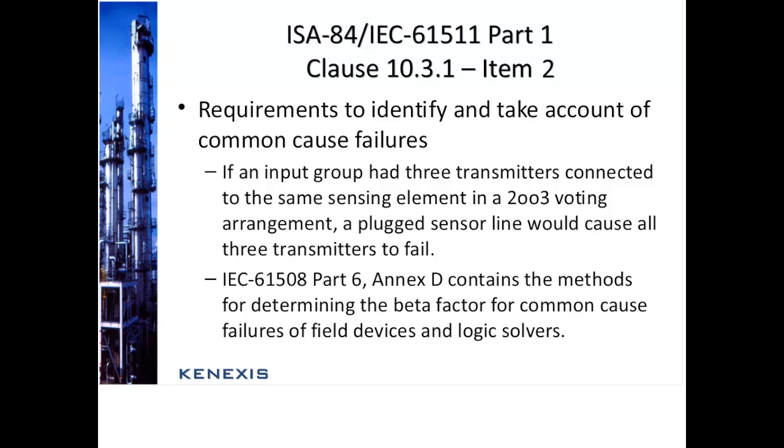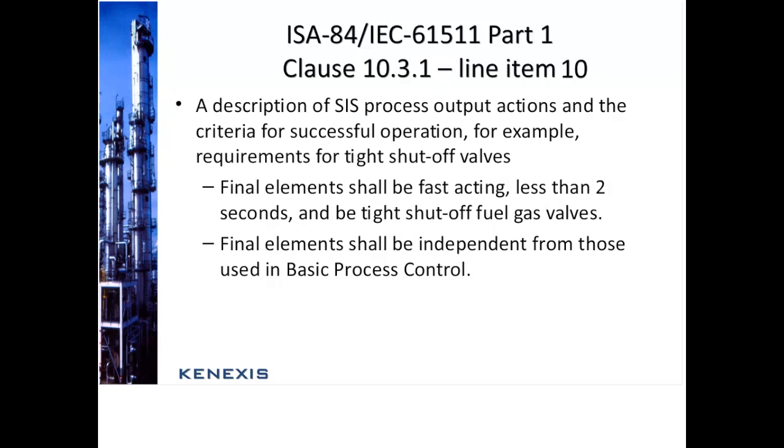There's a lot of calculations and a lot of yes-no answering to a bunch of questions. And this particular table is built into a lot of different software programs, hazard analysis, fault trees, and etc., so that it will automatically calculate the beta once you answer the proper questions. So again, in 61511 Part 1, 10.3.1, line item 10, a description of the SIS process outputs, actions and the criteria for successful operation. For example, it says requirements for tight shutoff valves.